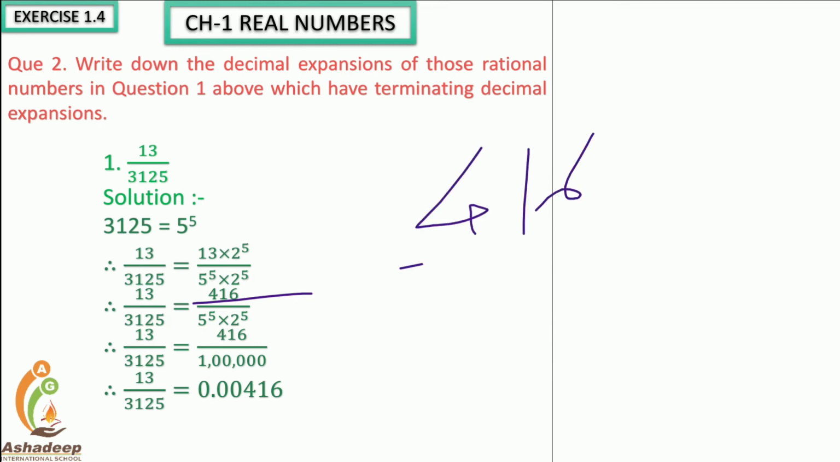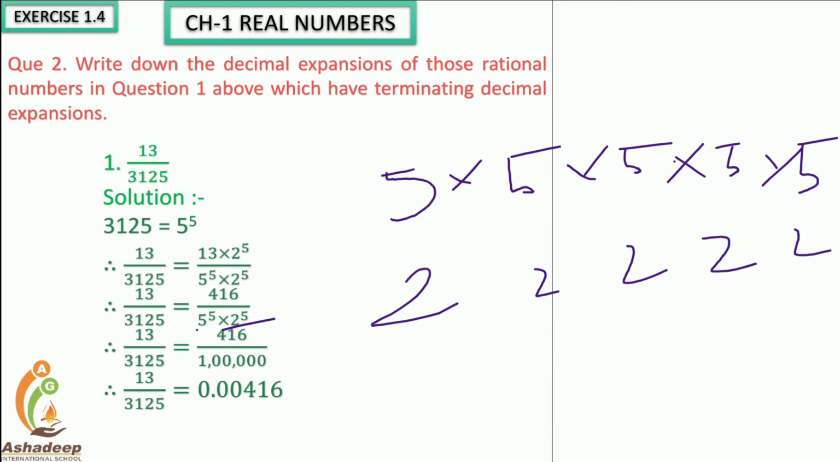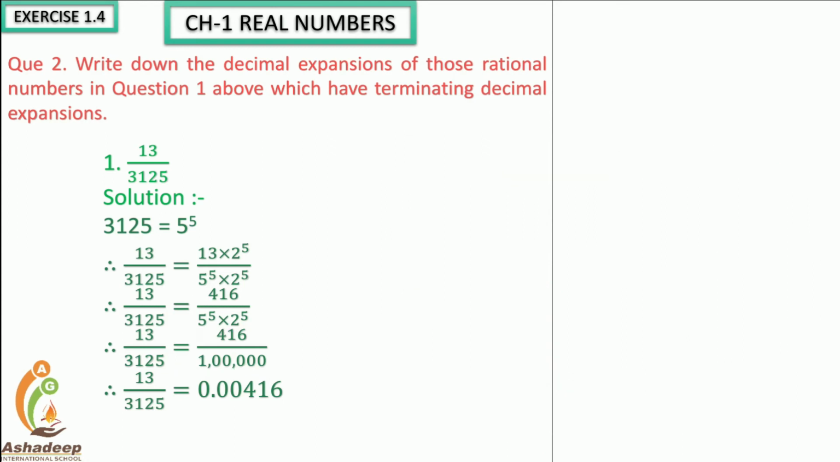Now 416 divided by 5 power 5 times 2 power 5. 5 power 5 means 5 multiplied by 5 five times, and 2 power 5 means 2 multiplied five times. Now 5 twos are 10, so it is 10 five times. So 1 followed by 5 zeros. The denominator is 1 lakh. Now you simply move the decimal point. 0.00416 is the answer.